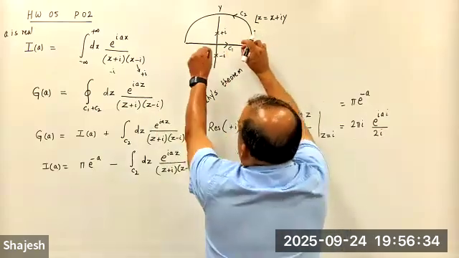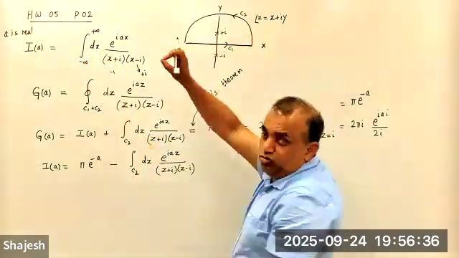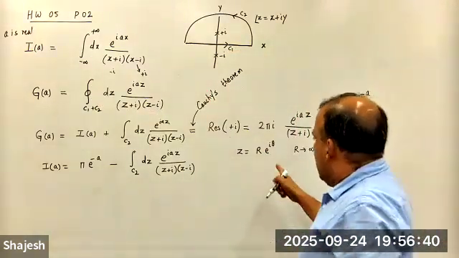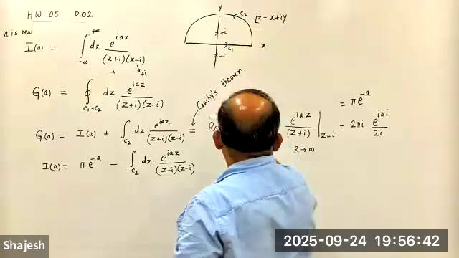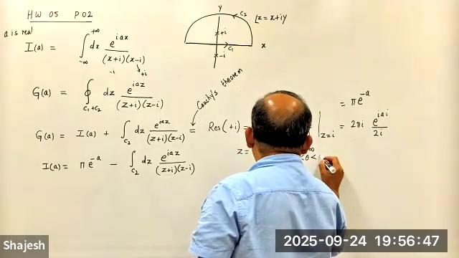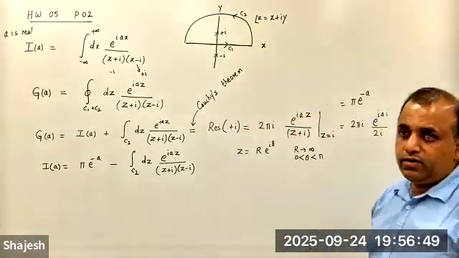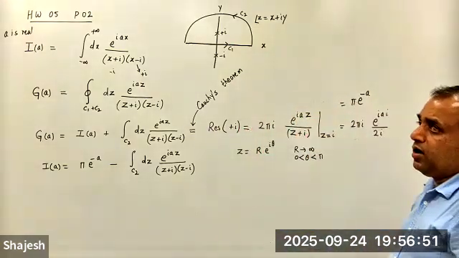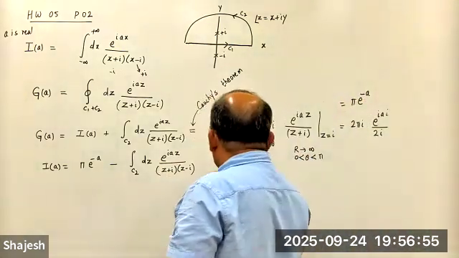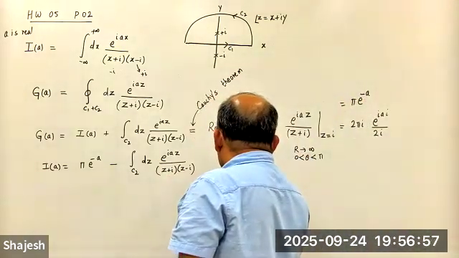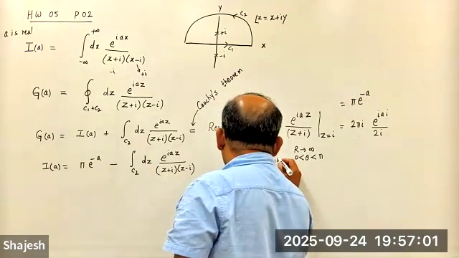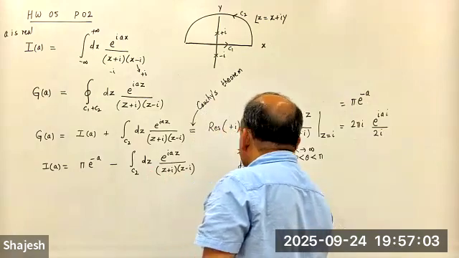R is very large, right? The contour is really large. And theta runs from 0 to 2 pi. So theta is greater than 0 and less than pi, actually, not 2 pi. It's on the upper plane. We have dz, that's equal to i times R e raised to i theta d theta.